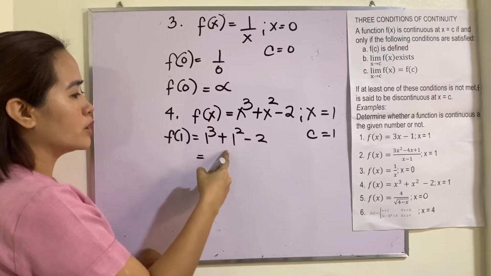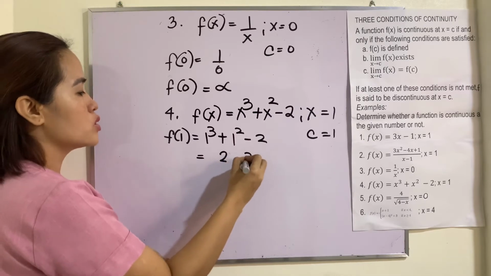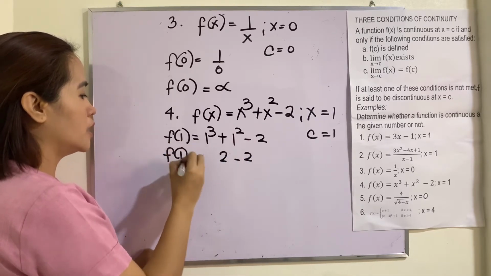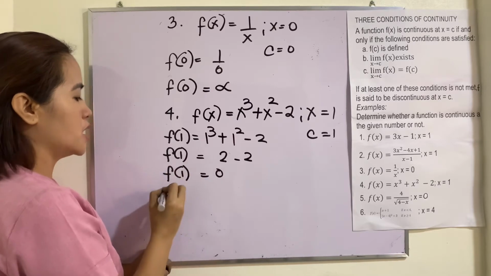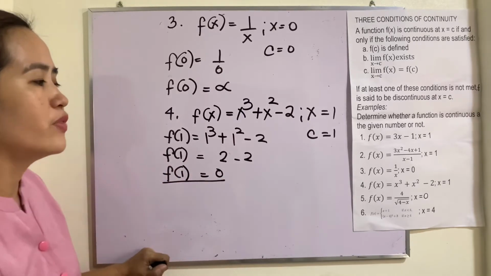1 cubed plus 1 cubed is 2 minus 2. f of 1 is equal to 0. So our f of 1 is equal to 0, and that is defined.